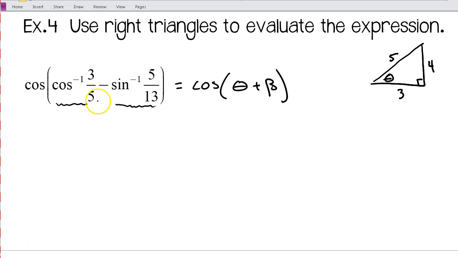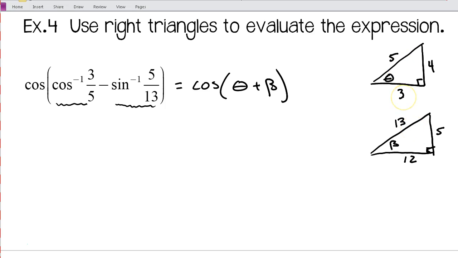And then I have some other angle here. Remember, our inverse trig functions refer to angles. So I have another triangle here with an angle I called beta, and I know that the sine of that angle is 5 over 13. Sine is opposite over hypotenuse. This is a 5, 12, 13 triangle, or again, you could use the Pythagorean theorem. So now I have these two triangles.